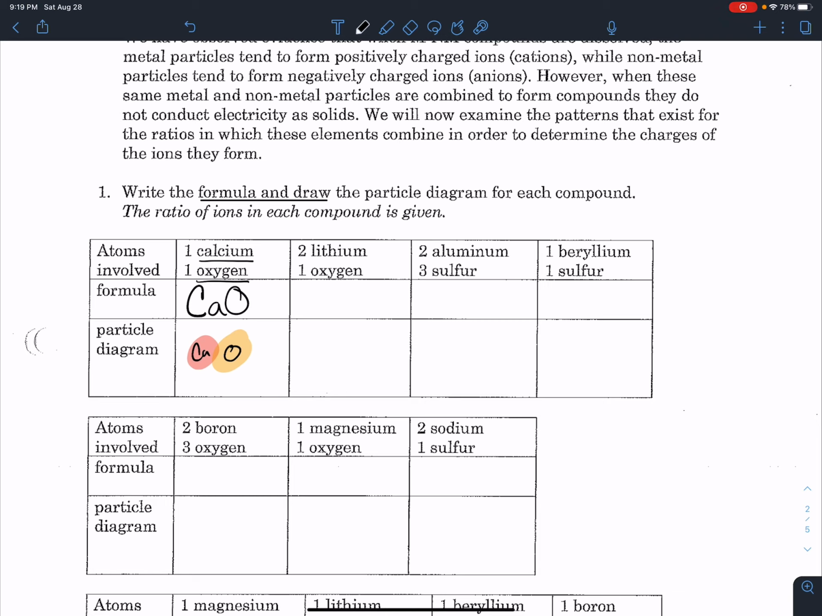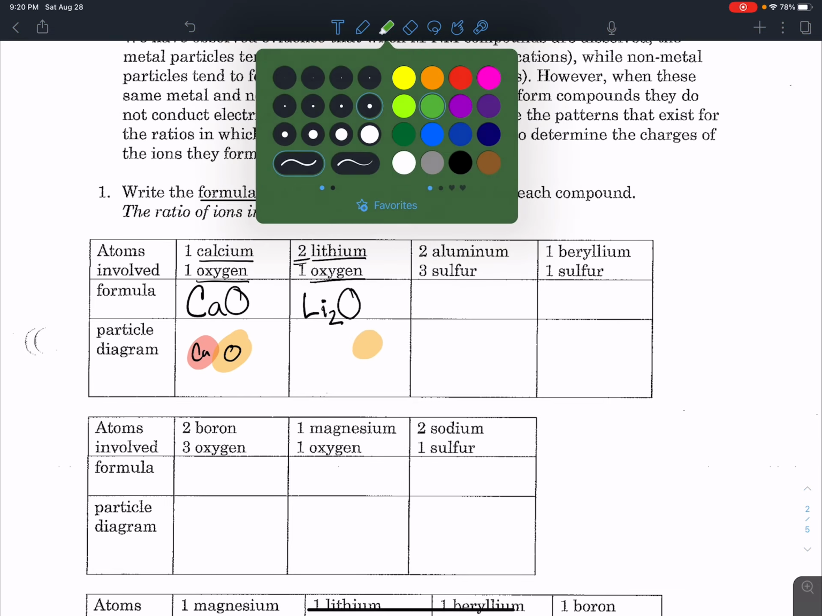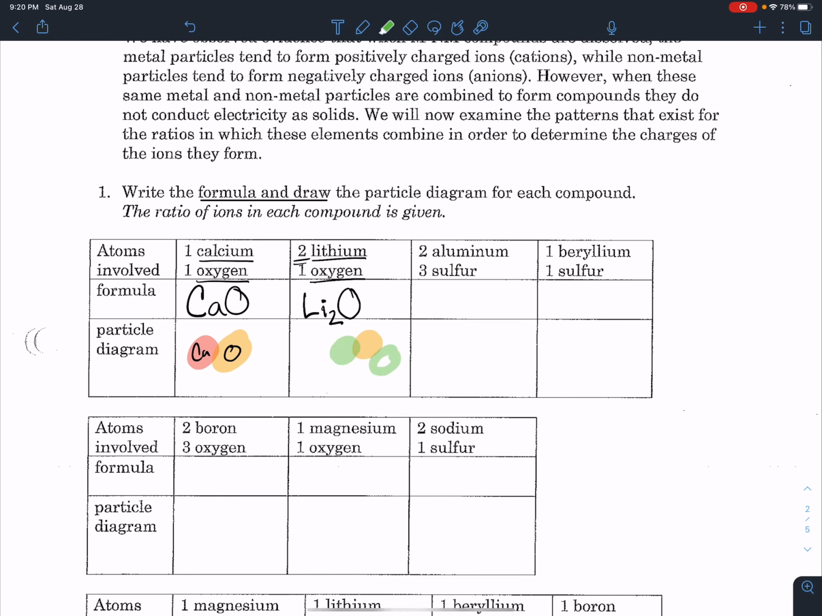Another example would be 2 lithium and 1 oxygen. So again, check the periodic chart. The symbol for lithium is Li. That's number 3 on the periodic chart. And then the symbol for oxygen is O. But see how it says 2 lithium? So we might put a subscript 2, and that would help us know how many. And then when we draw the particle diagram again, we'll use the O. Maybe we'll use a different color for lithium. That would kind of make sense, right? Just use some kind of logical reasoning when making these. We're going to talk about them in class, what's the best way to represent them.